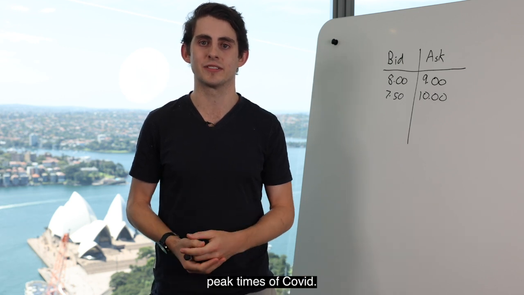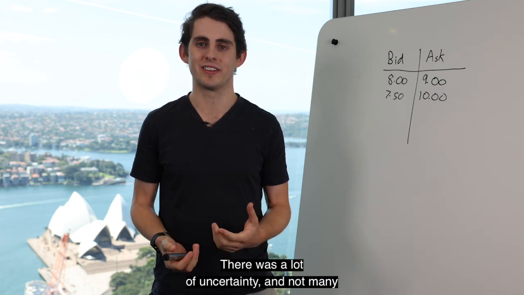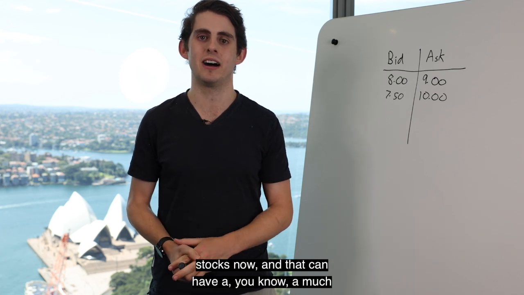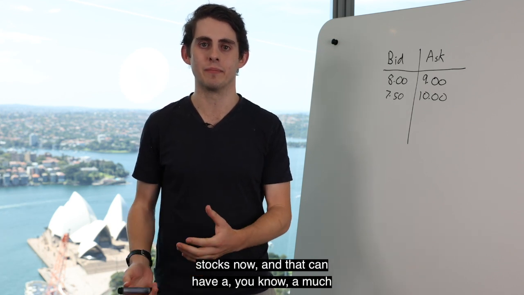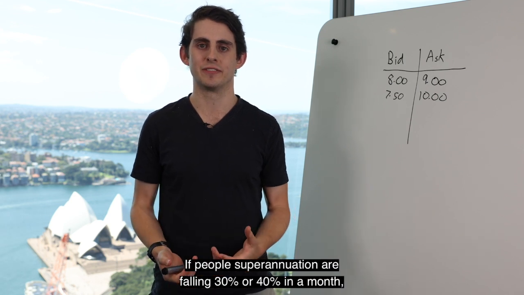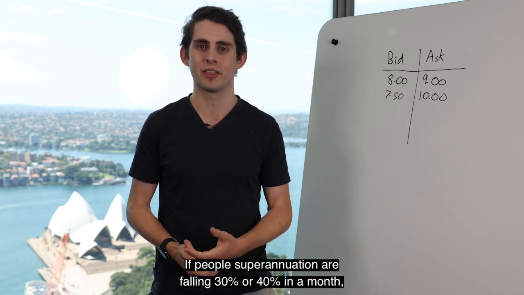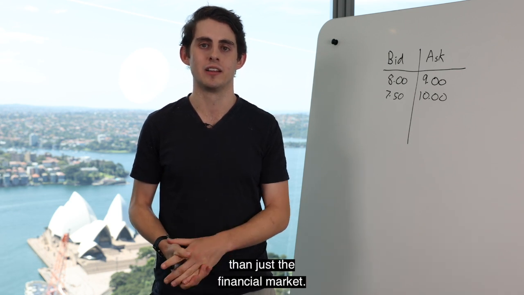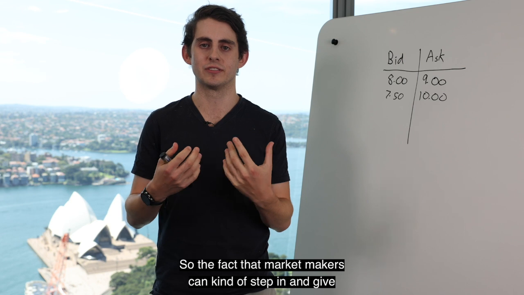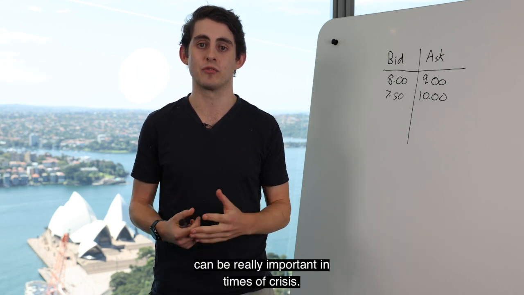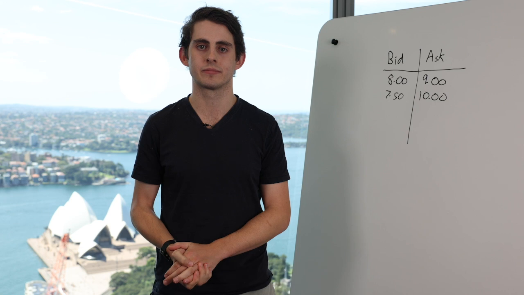In the peak times of COVID, there was a lot of uncertainty and not many people were willing to stand there and say, I'll buy stocks now. And that can have a much broader impact on the economy. If people's superannuations are falling 30 or 40% in a month, that has much wider impacts than just the financial market. So the fact that market makers can step in and give some more order and some more liquidity to the market can be really important in times of crisis.